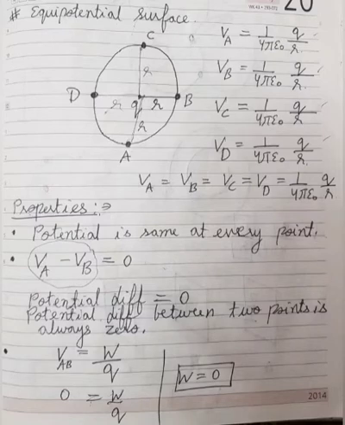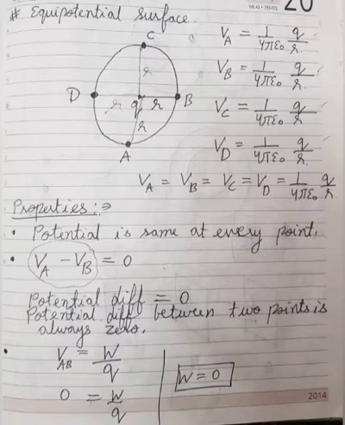So children, today's topic is equipotential surface. Now what is an equipotential surface? First of all, from the name itself it is very clear that it is a surface at which on every point the potential is the same. As you can see, I have drawn a diagram over here which is a circular surface, and I have taken 4 points A, B, C, D, which are at a distance of r from the center, and the charge is placed in the center on the surface.